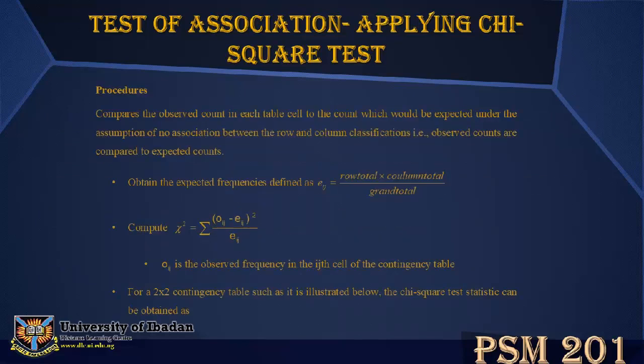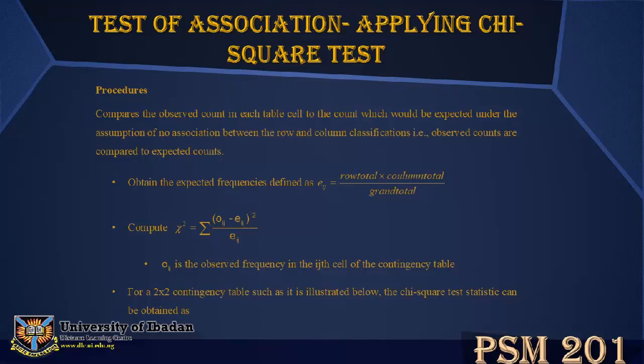Procedures. Compare the observed count in each table cell to the count which would be expected under the assumption of no association between the row and column classification. That is, observed counts are compared to expected counts. Obtain the expected frequencies defined as Eij equals row total times column total over grand total. Compute chi-square equals the summation of Oij minus Eij squared over Eij, where Oij is the observed frequency in the ij cell of the contingency table.